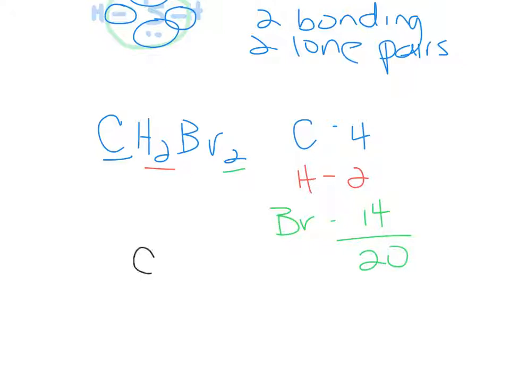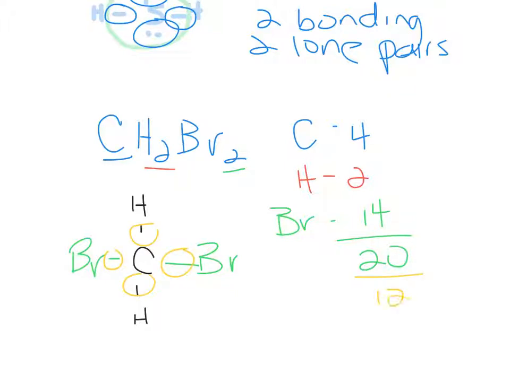So I'm going to start by drawing my carbon. I'm going to add the hydrogens, and then I'm going to add the bromines. So if we count how many electrons we have so far, 2, 4, 6, 8. So we still have 12 that we have to account for. So remember that bromine has a total of 7 electrons each. So I'm going to add them to the bromine. So there's 6, there's 6 more. And that is your total Lewis dot structure.